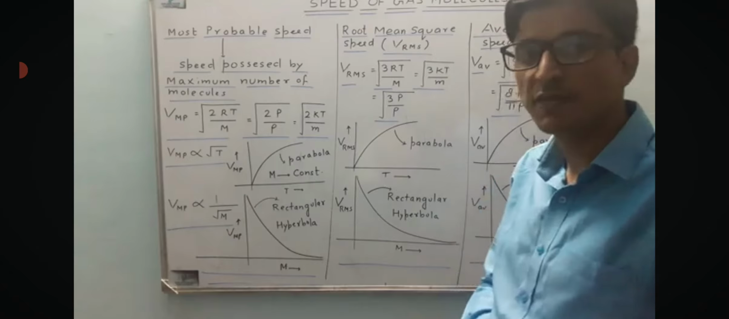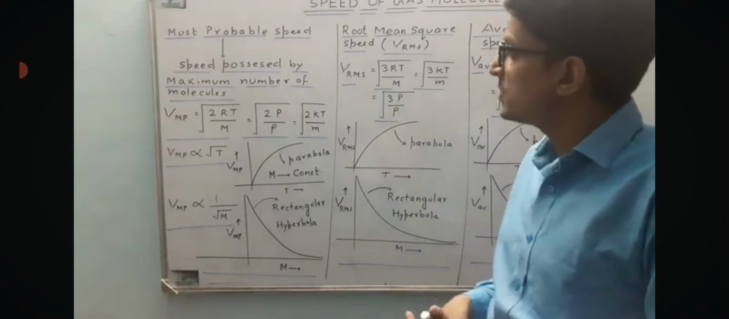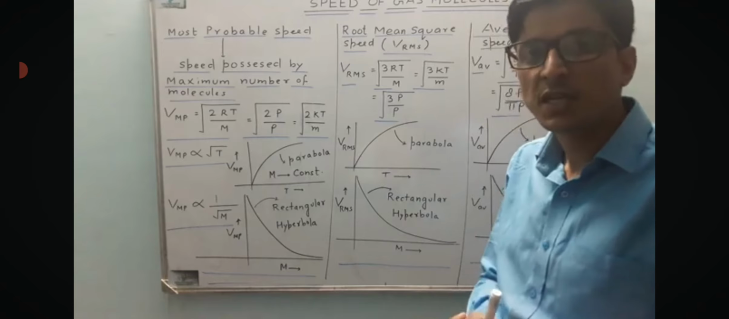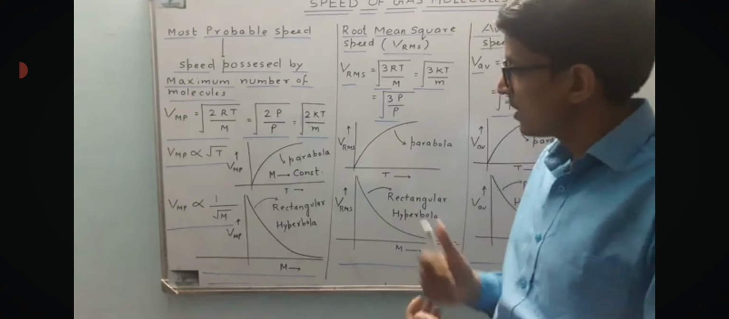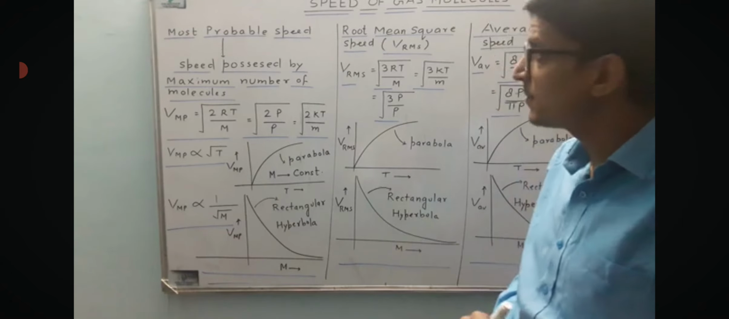Now talking about the graphical analysis of the parameters, the first relation is Vmp is proportional to root T. So if I draw the graph between Vmp and T, it's a parabola. Secondly, if I draw a graph between Vmp and M, it's a rectangular hyperbola.